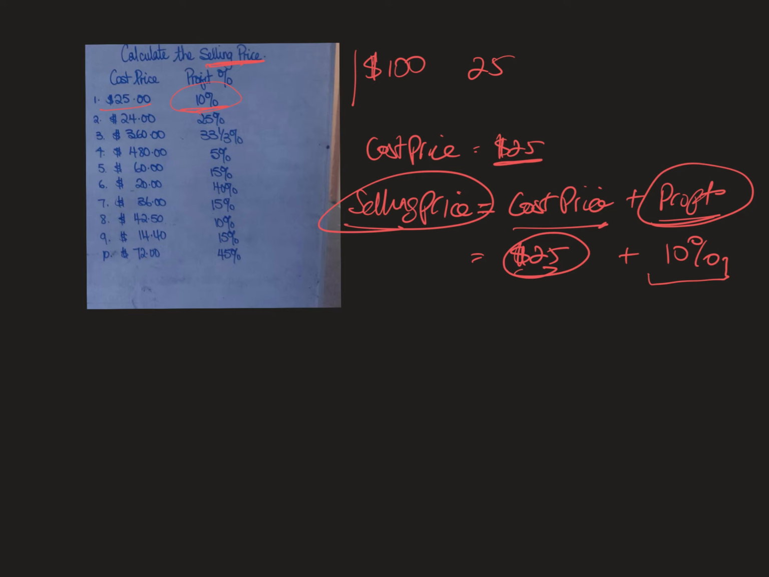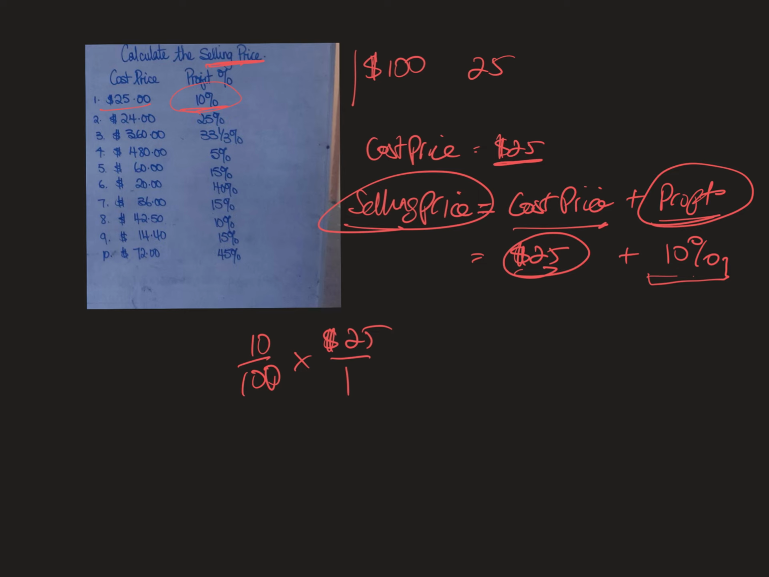So how do we find this out? Now, again, I will do this in detail in class, but if we have 10%, 10% means for every 100, or 10 out of 100, and then we just multiply it by the price, 25 over 1.